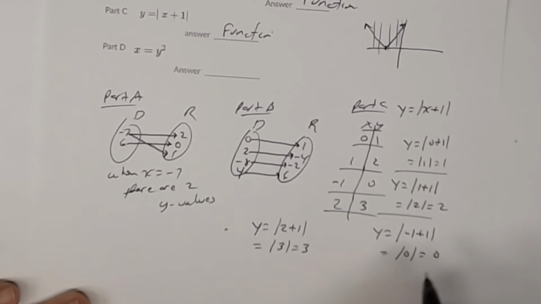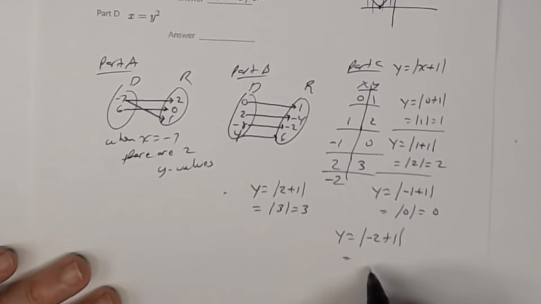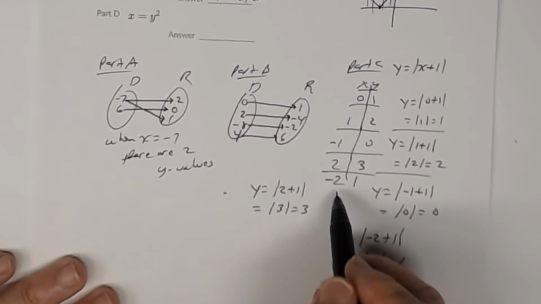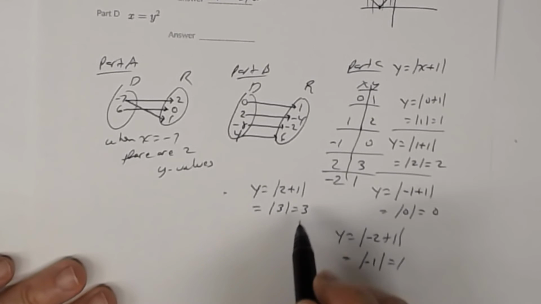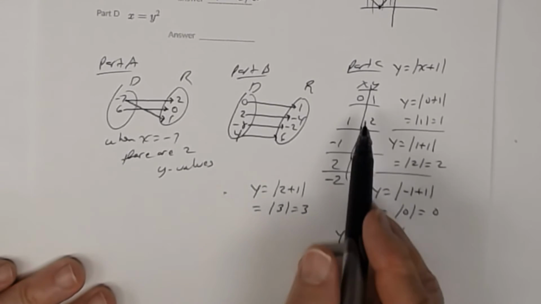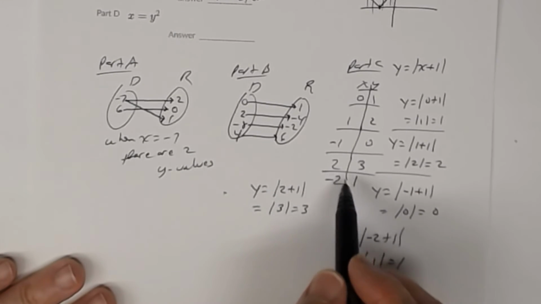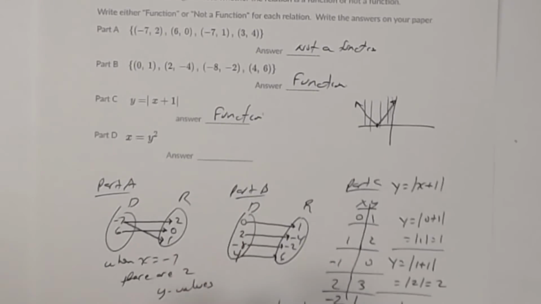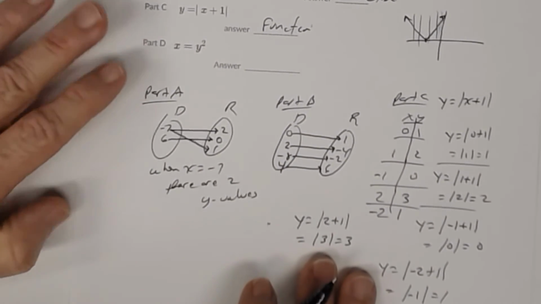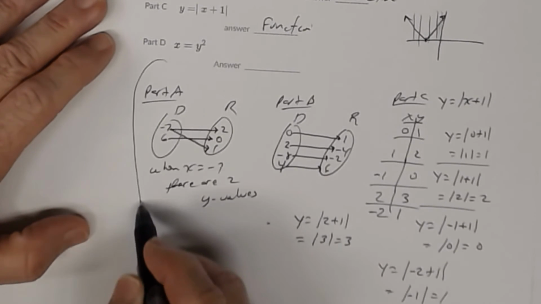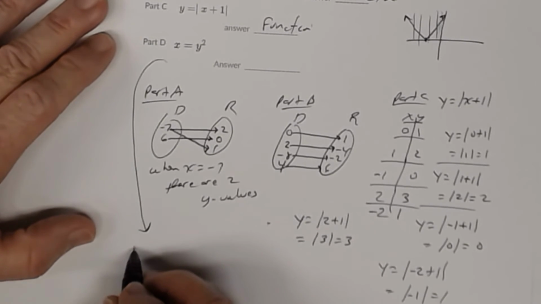Let's go ahead and try negative 2. Let's see what happens. When x is negative 2, I get y equals the absolute value of negative 2 plus 1. And negative 2 plus 1 is negative 1. The absolute value of negative 1 is a positive 1. So I get negative 2, positive 1. And again, for this x value, there's only one y value. So you can continue on, but that's enough to realize, hey, this is going to be a function, because for each of these x coordinates, there's only one y coordinate associated with it. So that's a function. Now, D is a little bit harder. You don't know what the graph of this looks like, so you have to use a t-table for that one. So let's talk about part D.